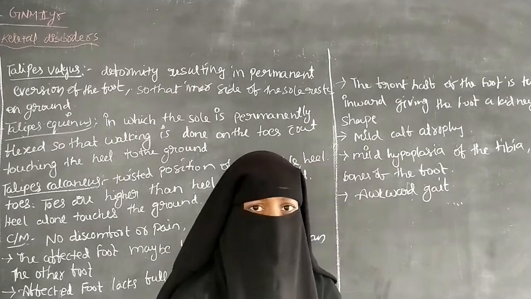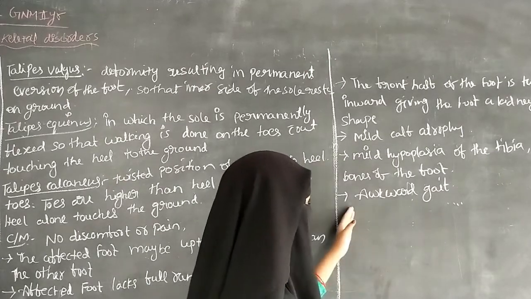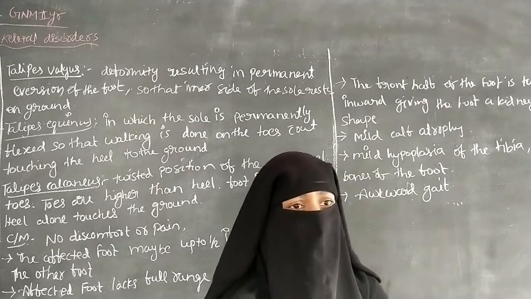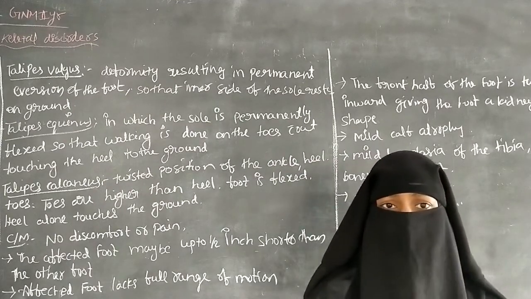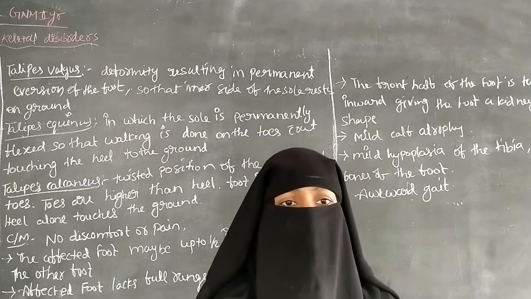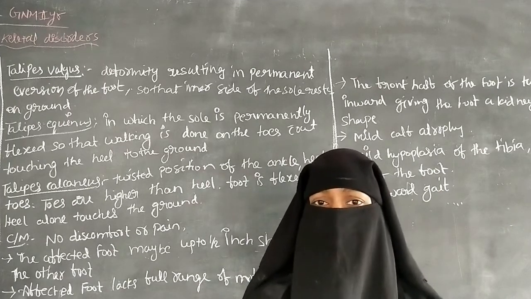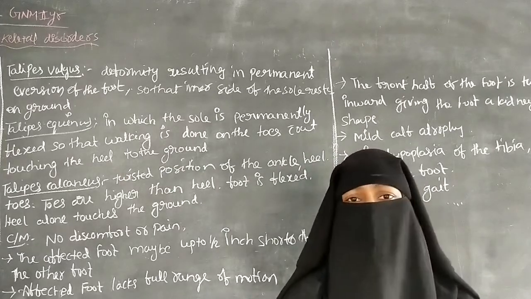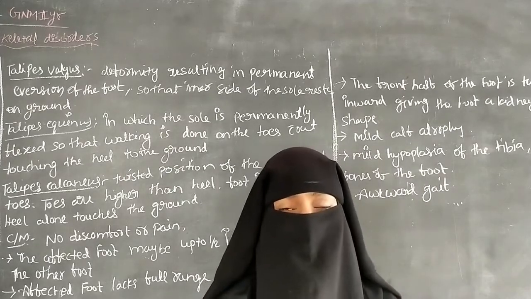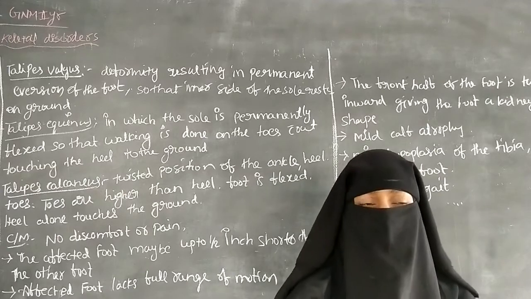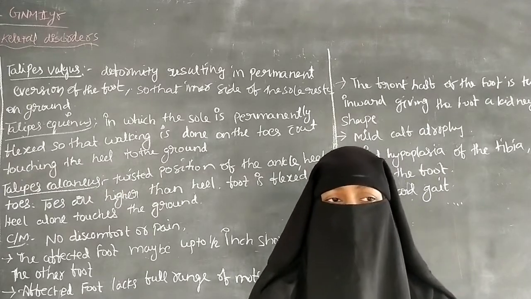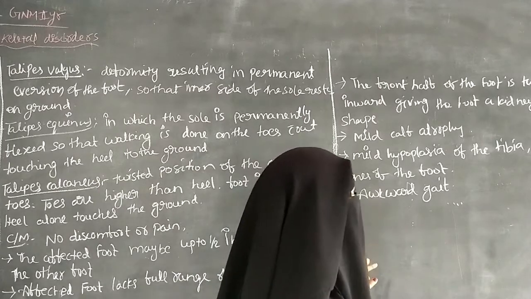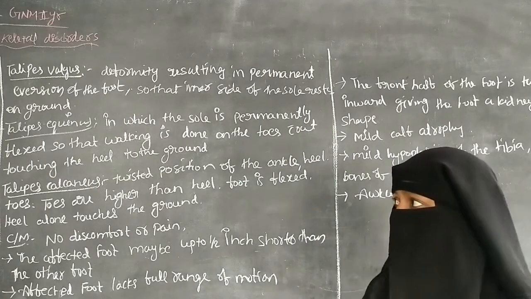club foot. And the next one is awkward gait. In awkward gait, the patient is not able to walk properly. It is an abnormal walking, so it is called awkward gait. Awkward gait means improper walking or being unable to walk properly. So these are the clinical manifestations for the clubfoot.